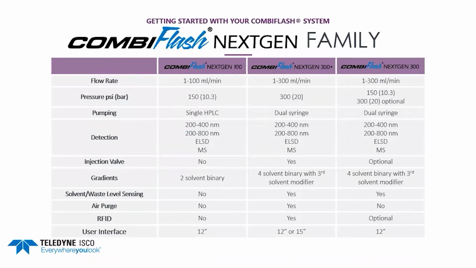This table summarizes the features on different CombiFlash next-gen systems. Older CombiFlash and competing systems will have different options, but will generally operate the same way and will have most of the features shown here. For example, solvent level sensing can keep a column from running dry and save a purification, while waste level sensing prevents a waste container from overfilling and making a big mess in the lab.